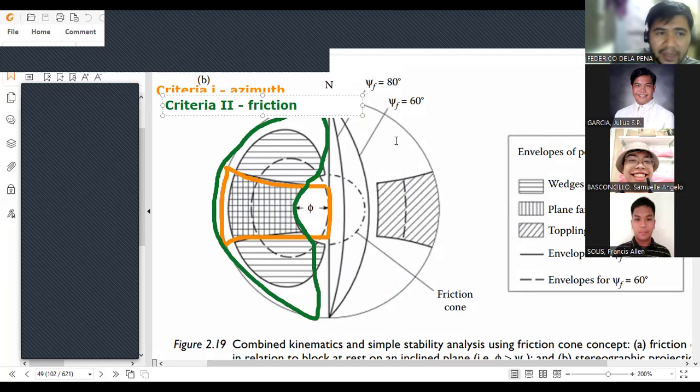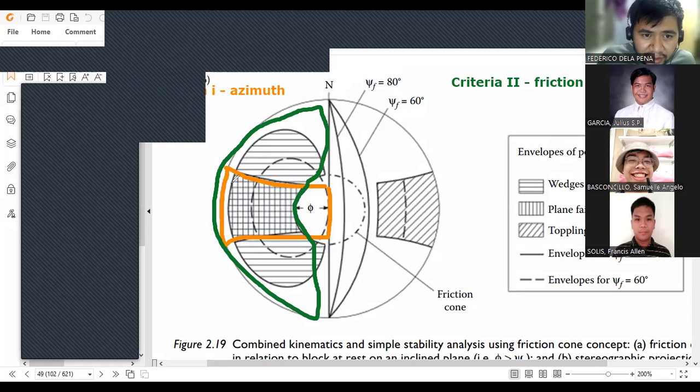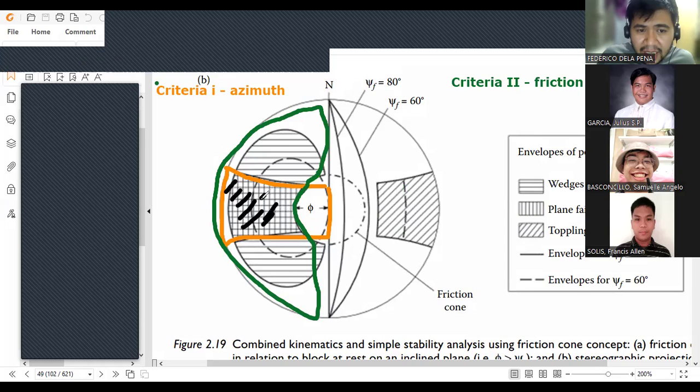Okay, so we have some overlapping zones here. Actually, what only matters are the zones that are intersecting. The purpose of the criteria is to narrow down the discontinuities that are eligible for planar or wedge failures. So for now, this is your intersection. This is essentially the combined criteria 1 and criteria 2 zone. Okay, for now, I'm going to remove that.